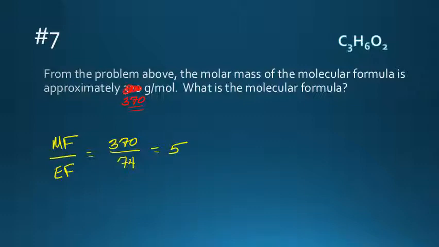So what am I going to do with that number? Ooh, did you say multiply each one of these subscripts by 5? Well done. So C15, H30, O10. I have no idea what substance that is, but since I made the problem up, I might have made an error in the percentages, but we're just going to run with it, and that's good to go.